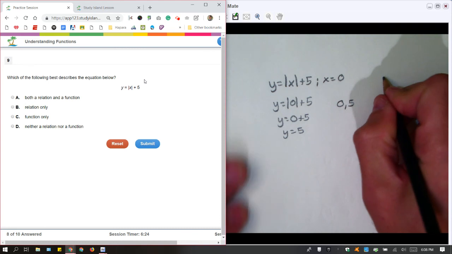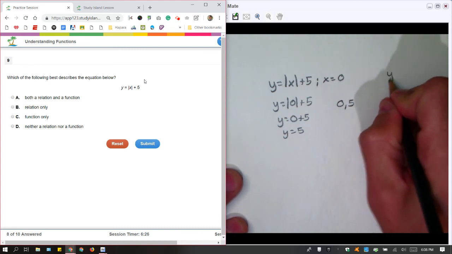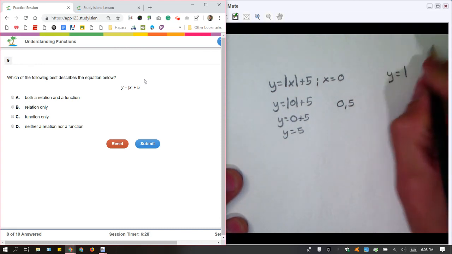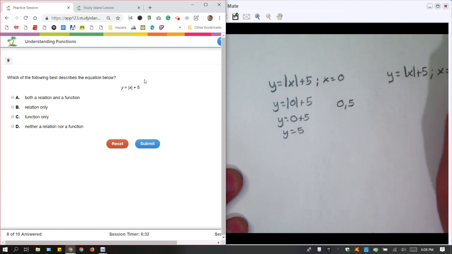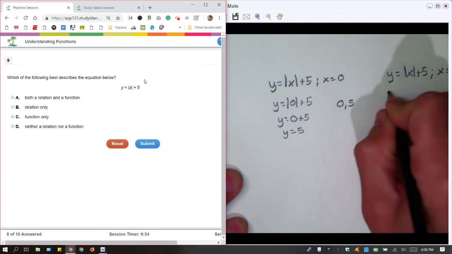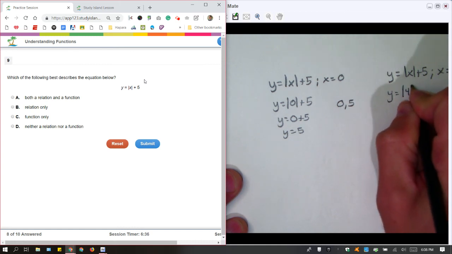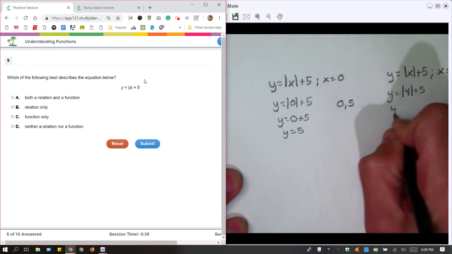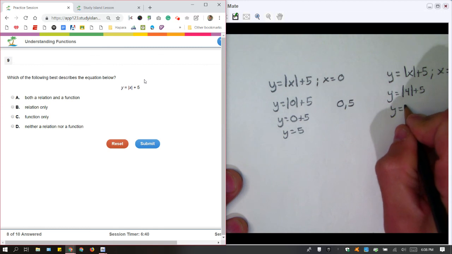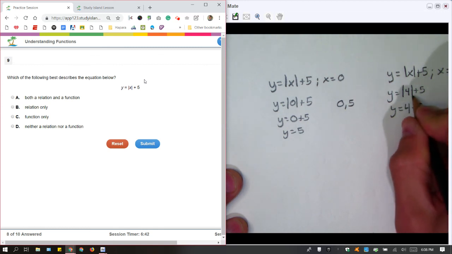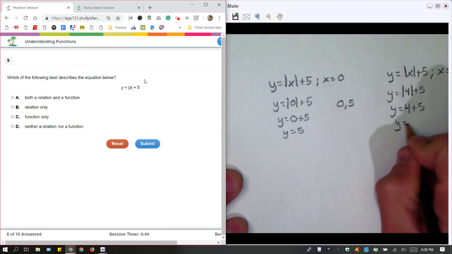Okay, let's try another point. How about y equals the absolute value of x plus 5 when x is, say, 4. Well, then y equals the absolute value of 4 plus 5. So y equals 4 plus 5, because the absolute value of 4 is 4. And 4 plus 5 is 9.